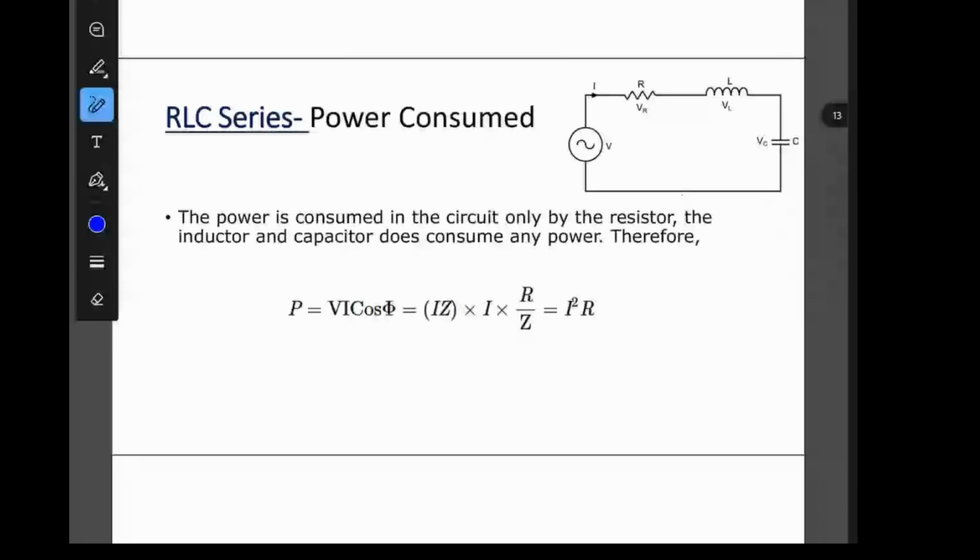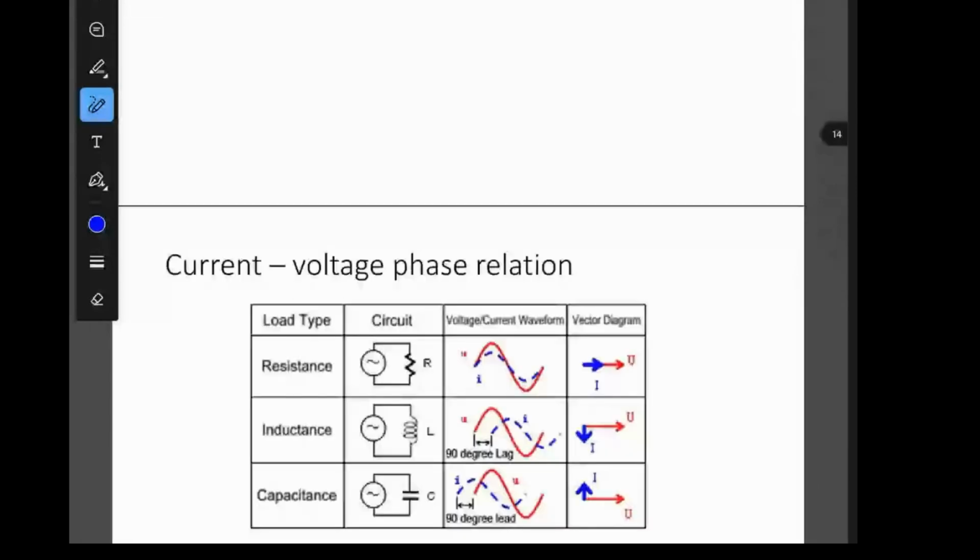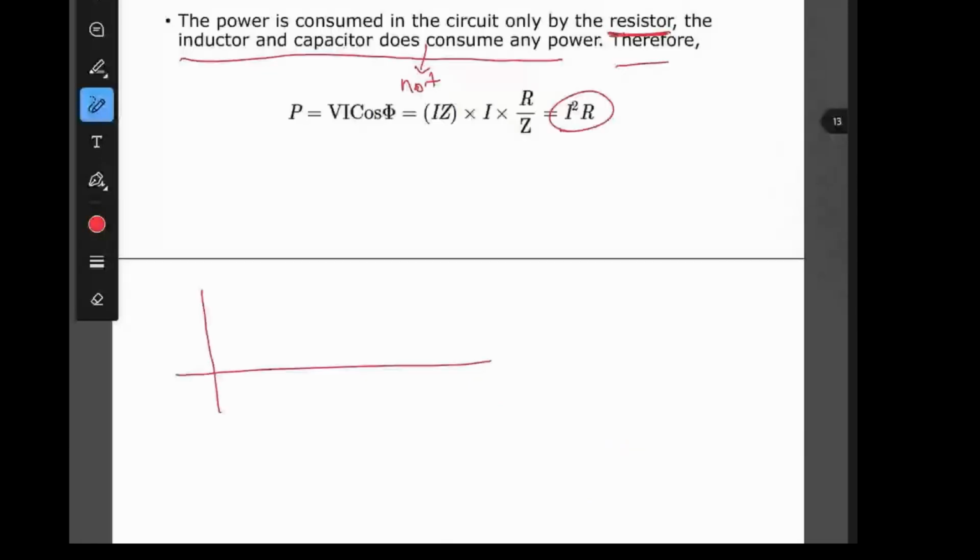Okay, next is power consumed by the resistor only. The inductor and capacitor do not consume any power. Therefore, I squared R. Okay, next is current and voltage phase relation.